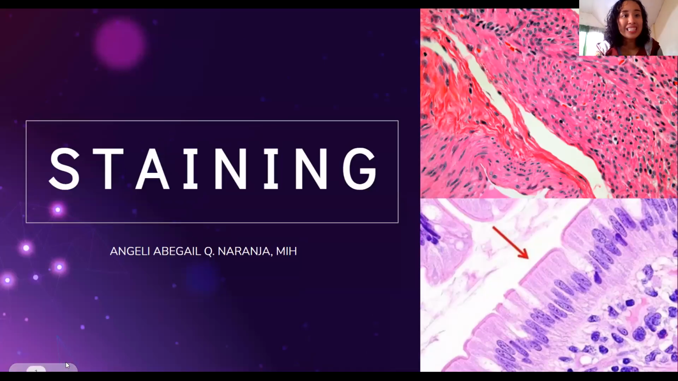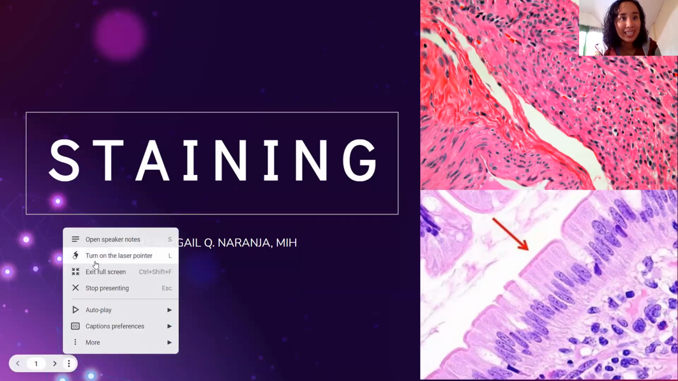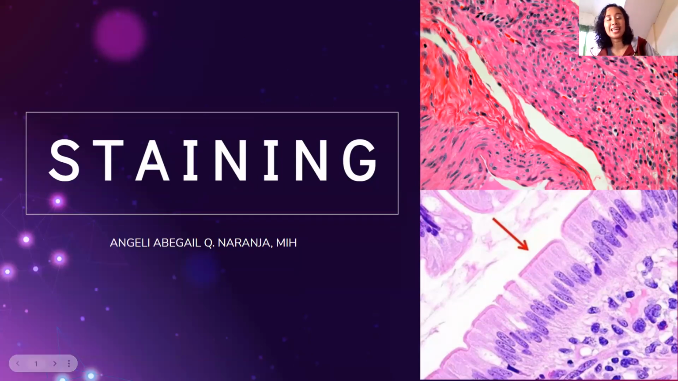So hello guys, welcome. We're finished with our tissue processing and we are now on staining. Our tissue sections are on the slide now and we will just stain it. So guys, we'll talk today about our routine stain, the most common stain that we use in the histopathology section, which is your H&E, Hematoxylin and Eosin.